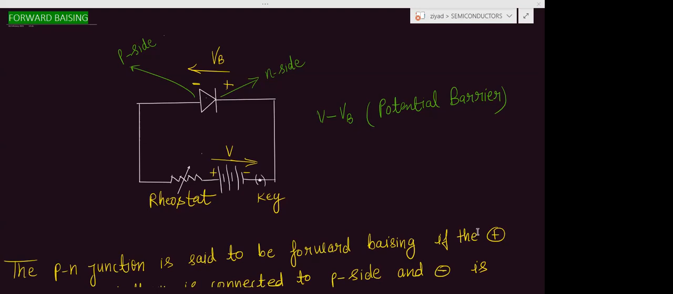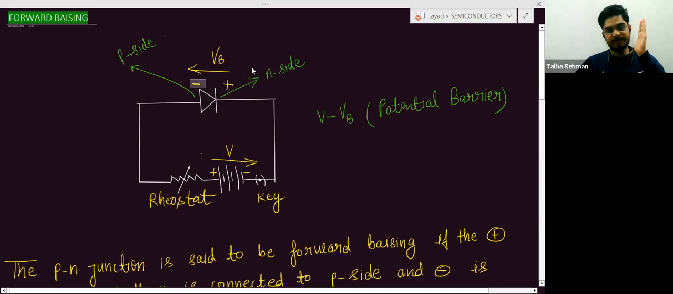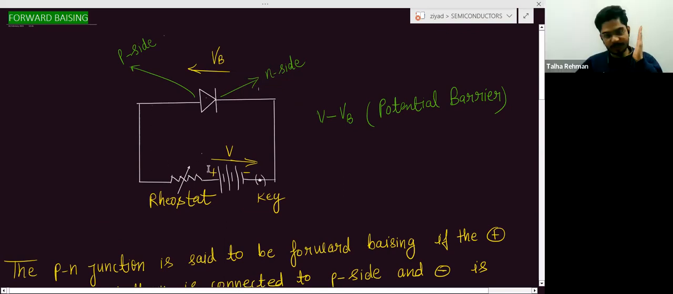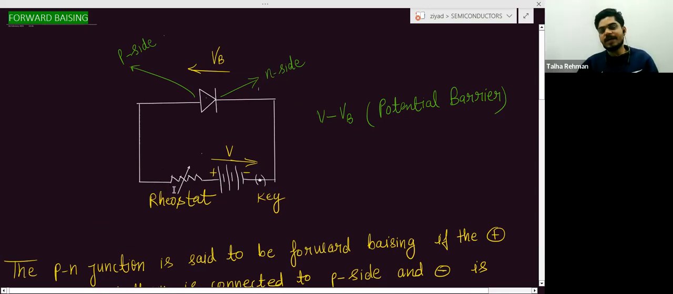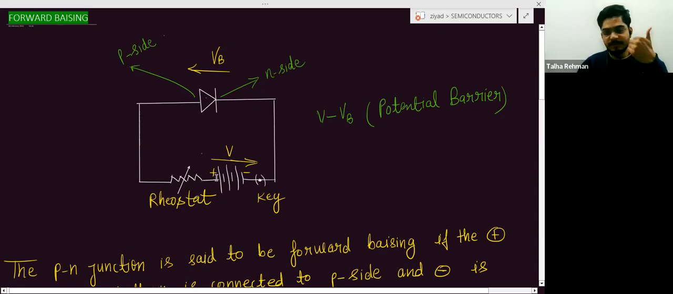So here, this is the PN junction diode. Now focus on this diode, and this diode is connected to this battery. This is the positive end of the battery, this is the negative end of the battery, and this is the rheostat. Rheostat means variable resistance. With the help of the rheostat, we can vary the resistance, and by changing the resistance, the potential difference across the terminals of the battery can be changed accordingly.